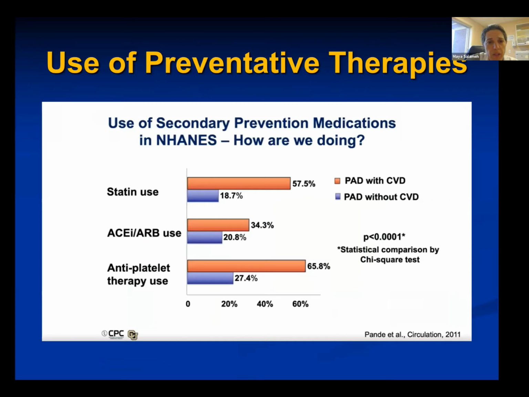And this is data from NHANES that shows you that we're actually not using them well at all, certainly not in patients with PAD. This is looking at patients with PAD who do not have documented cardiovascular disease. You can see here that only 18.7% of them were prescribed any statin, only 21% prescribed ACE inhibitors, and 27% prescribed antiplatelets. If they had PAD but also had a diagnosis of cardiovascular disease, then these numbers improved, although still not great. You had much better statin use and antiplatelet use in those patients.